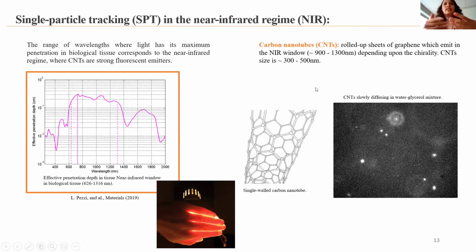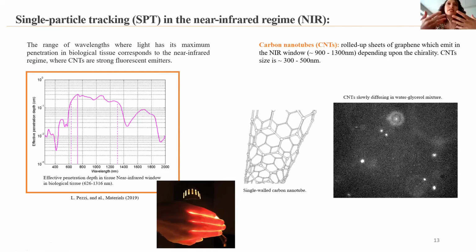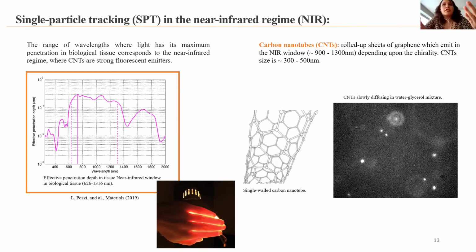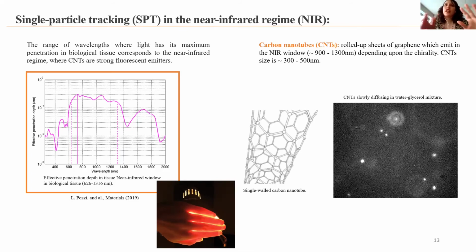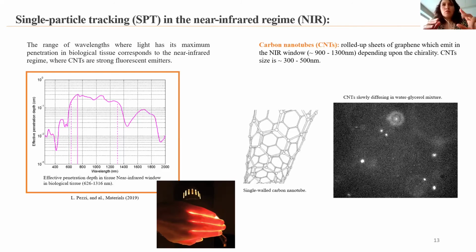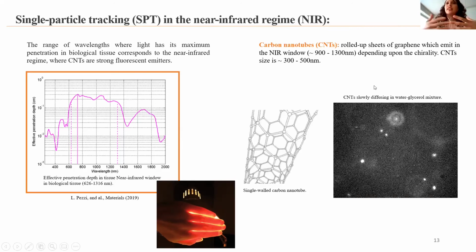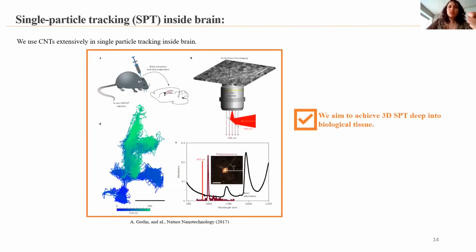And it happens that carbon nanotubes are strong fluorescent emitters in this regime. They are rolled up sheets of graphene, of the size of around 300 to 500 nanometers, that have this particularity of emitting in the near infrared regime. So we widely use carbon nanotubes in order to image inside biological tissue.